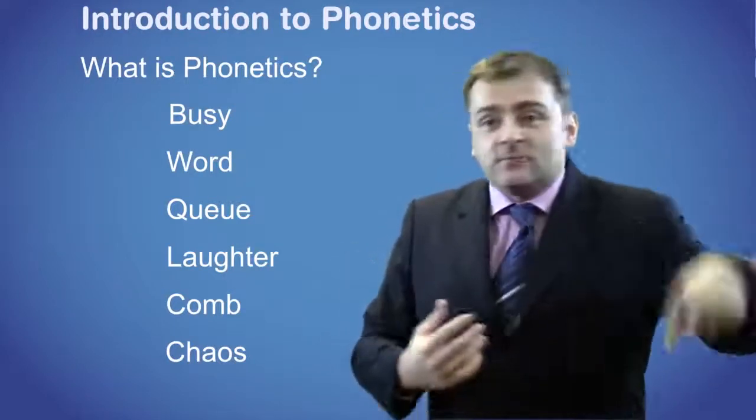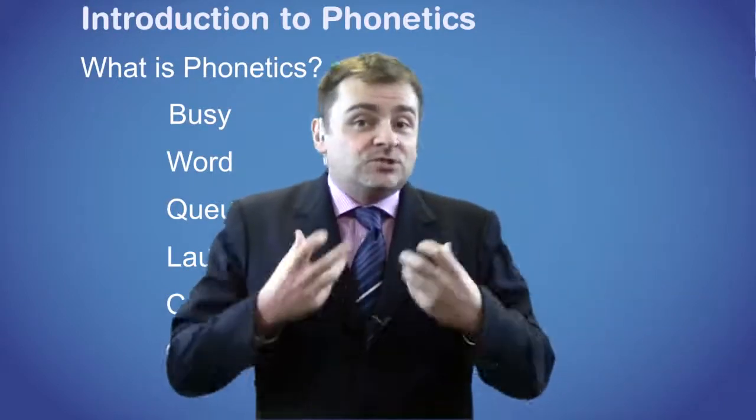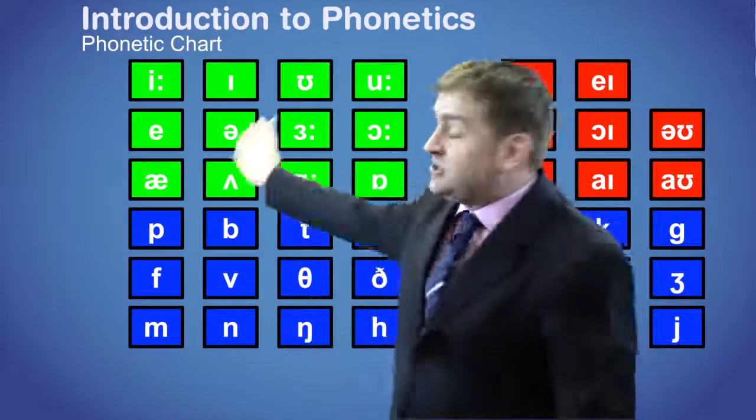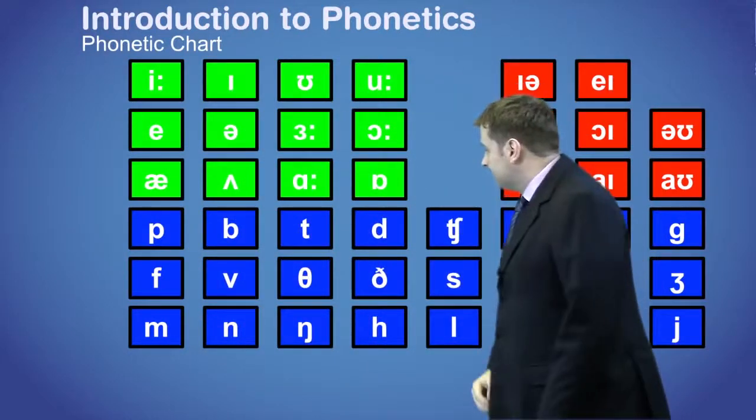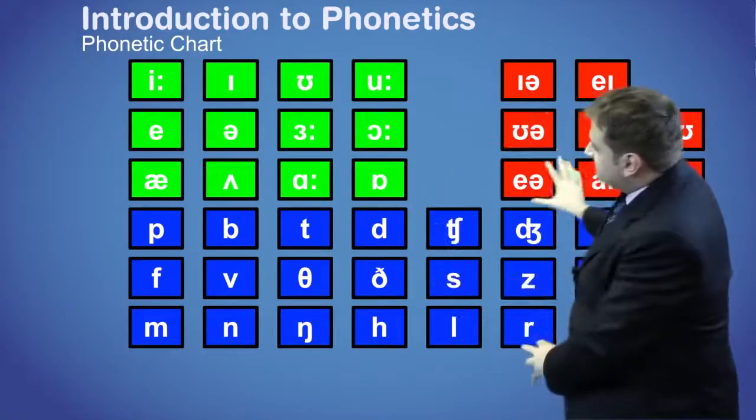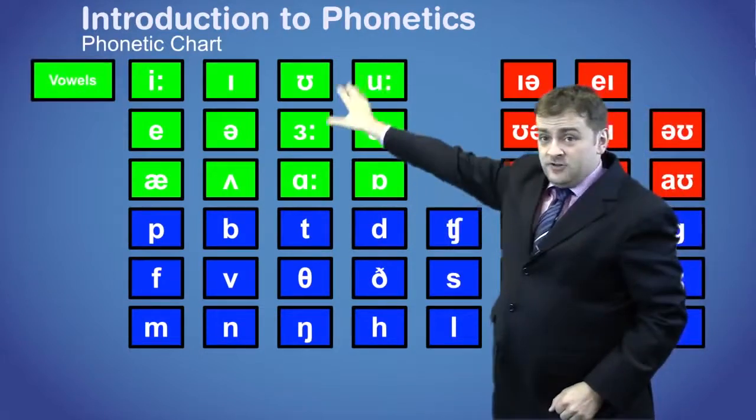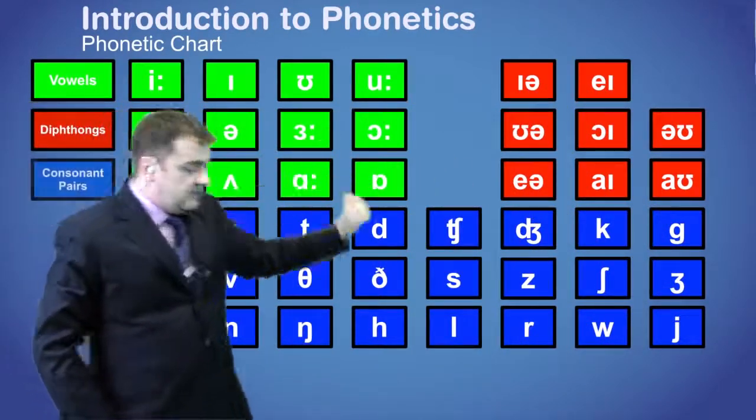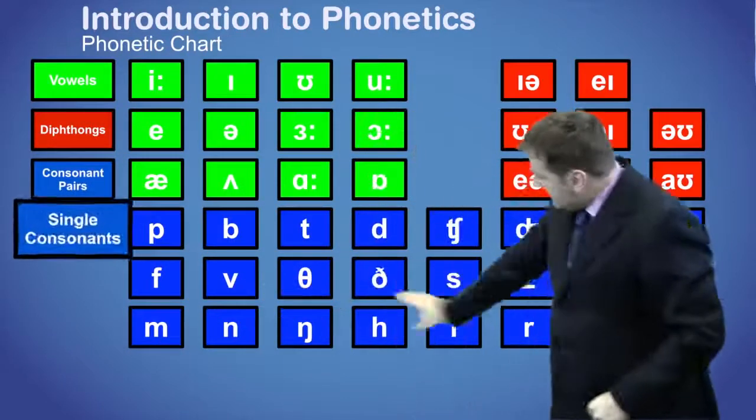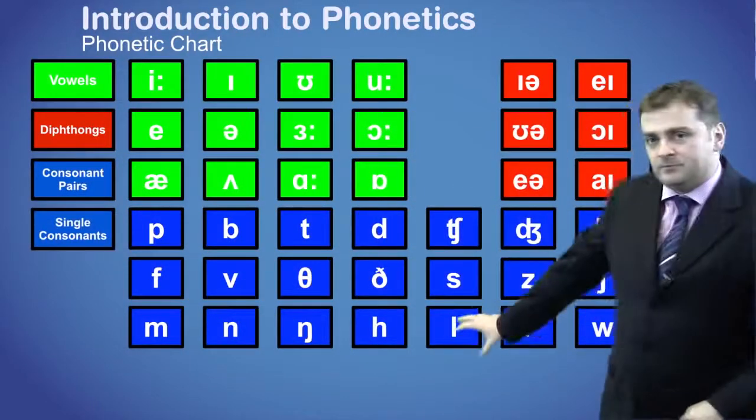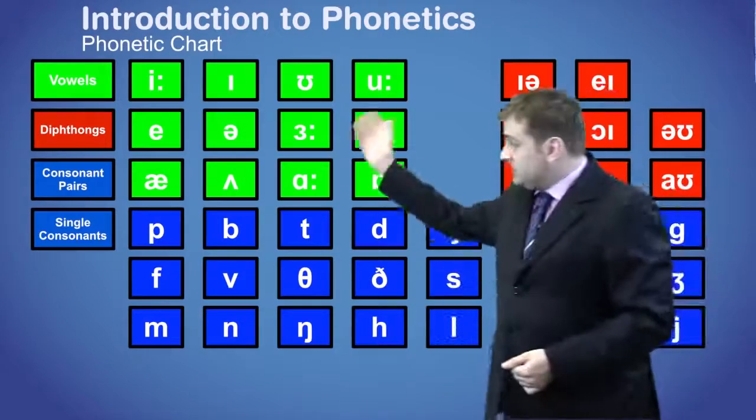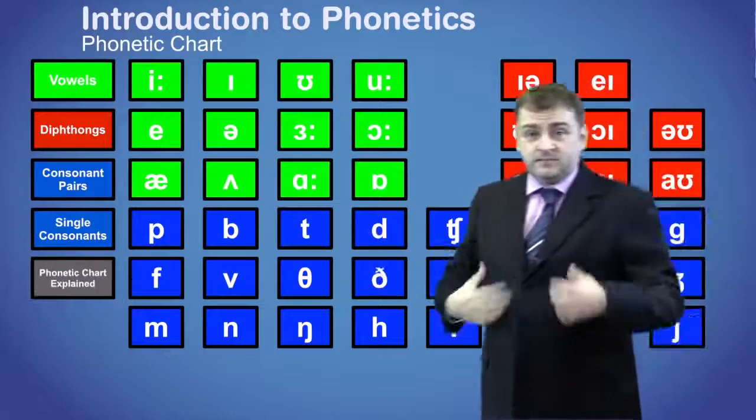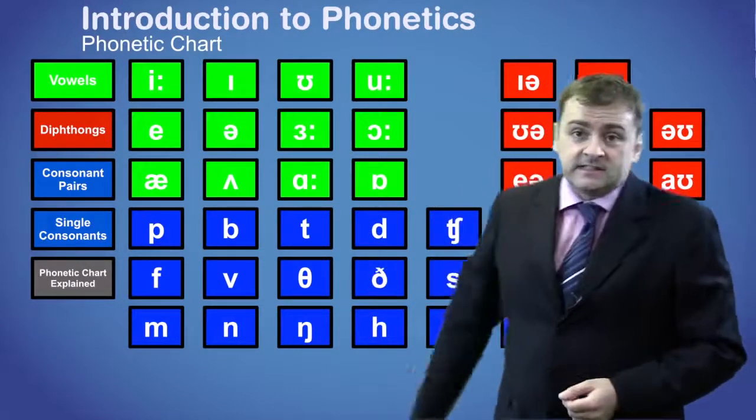So phonetics gets around this by looking at the actual sounds that make up a word and not how it's spelt. This is a chart displaying the phonetic symbols. There are three sections to the chart. Single vowels in green, and the diphthongs in red, consonant pairs and consonant singles in blue. We've made additional videos about each section of the chart, as well as a video with an overall explanation, which you can view by clicking on these links.